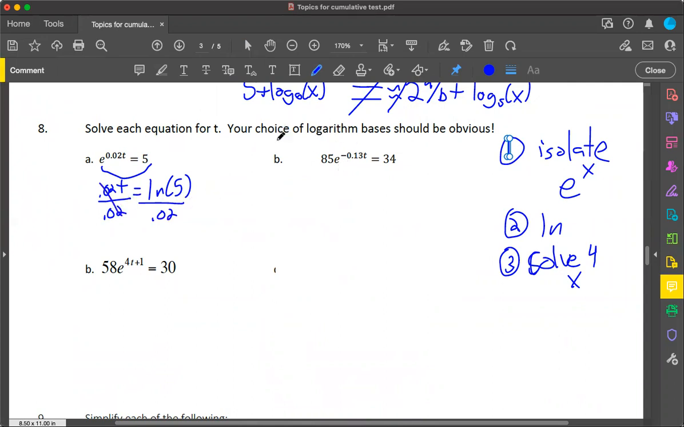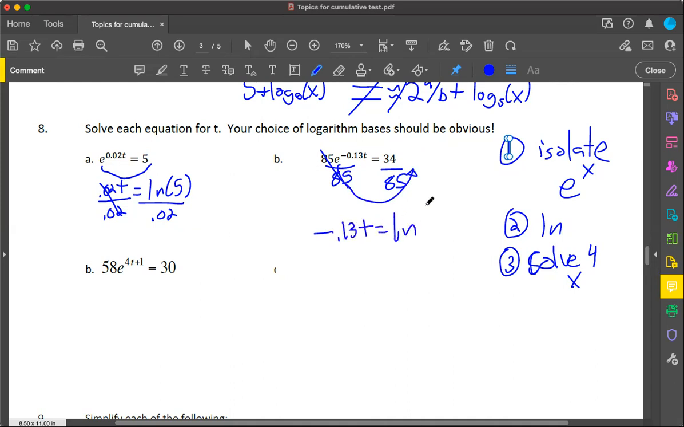Yeah, this is interesting. Your choice of logarithm basis should be obvious. I agree on that. Divide by 85. That's that. I'll start to speed run this because you should know what you're doing at this point.